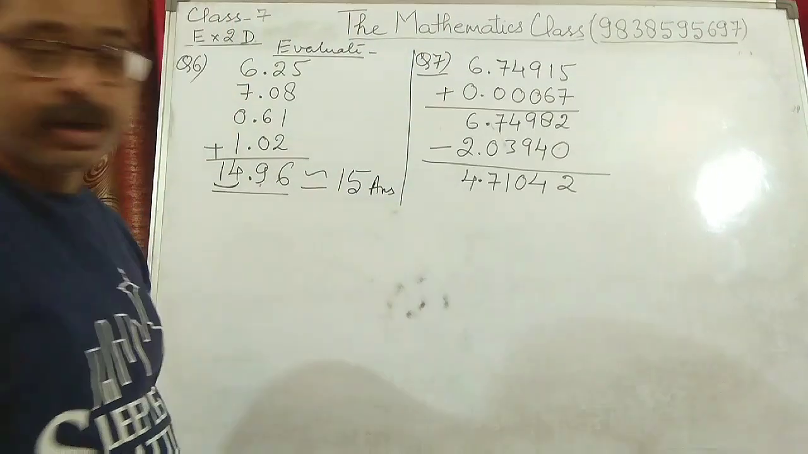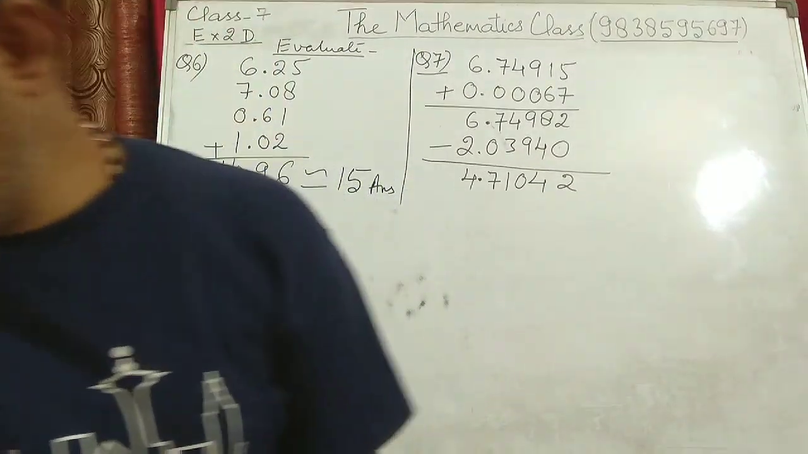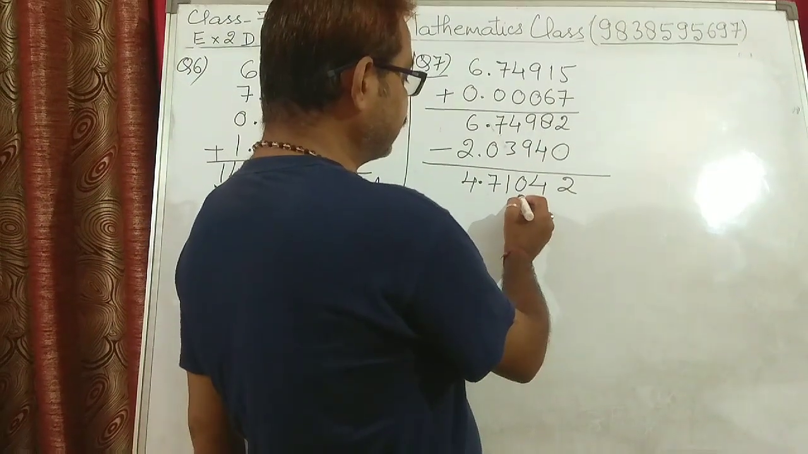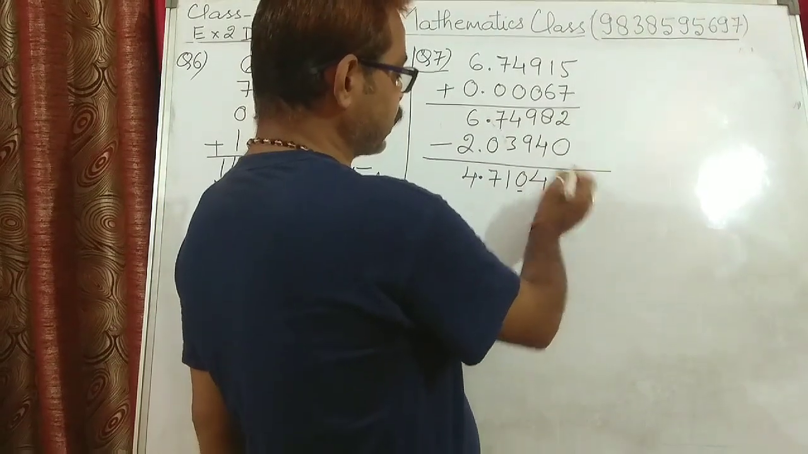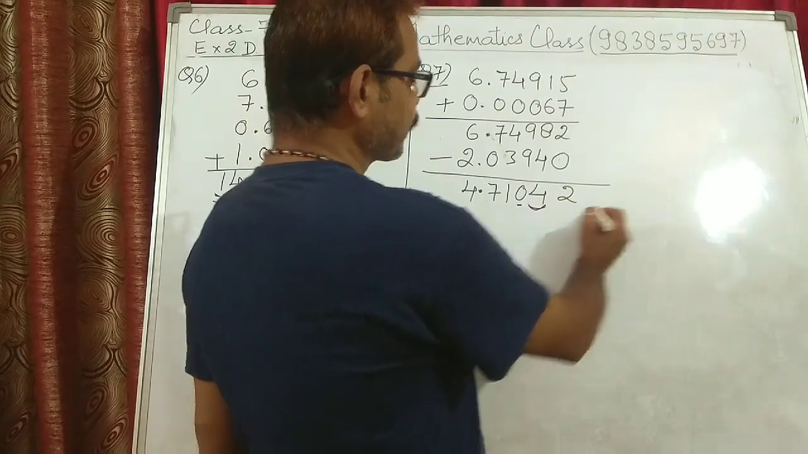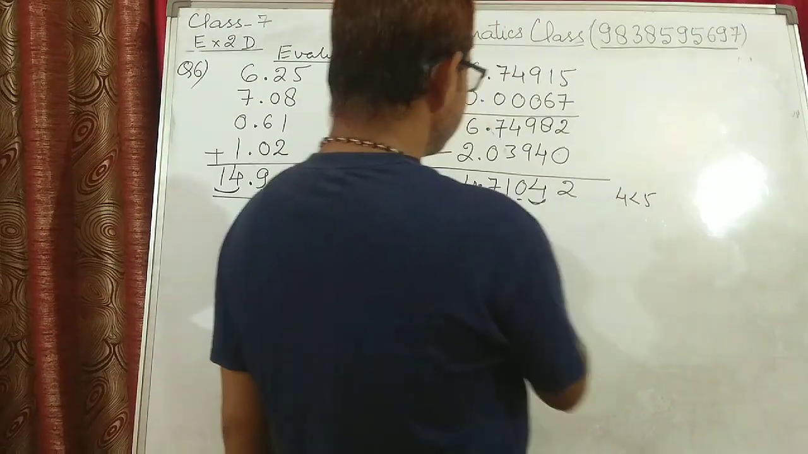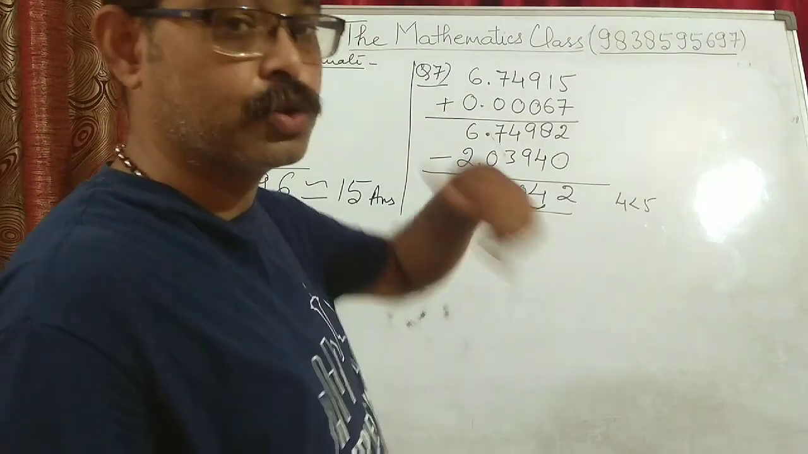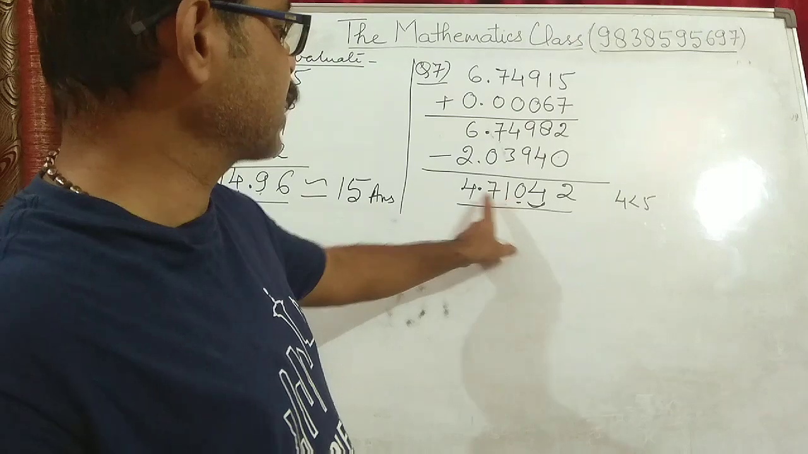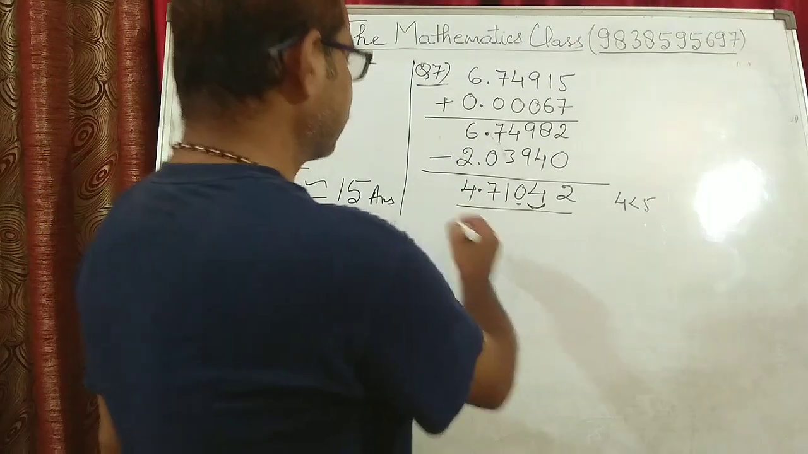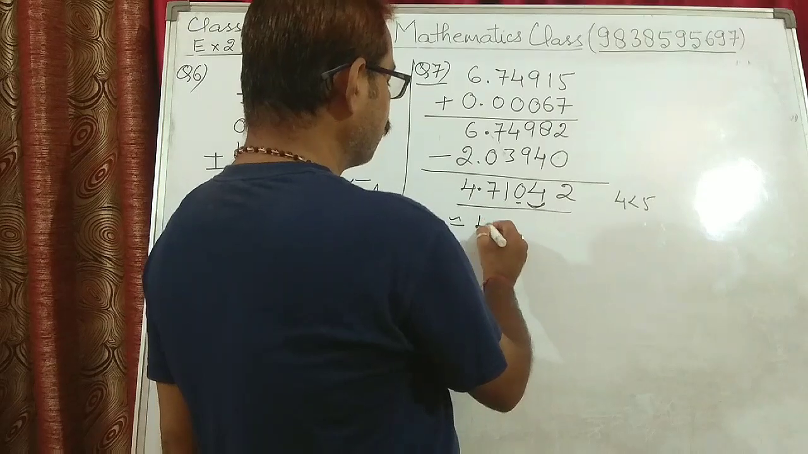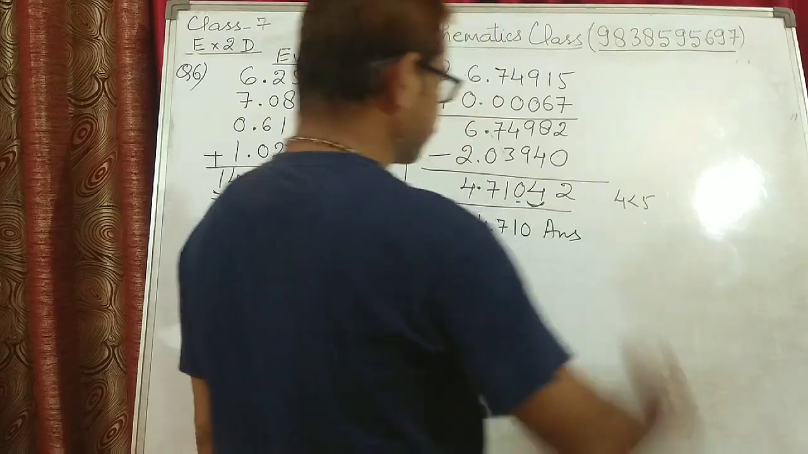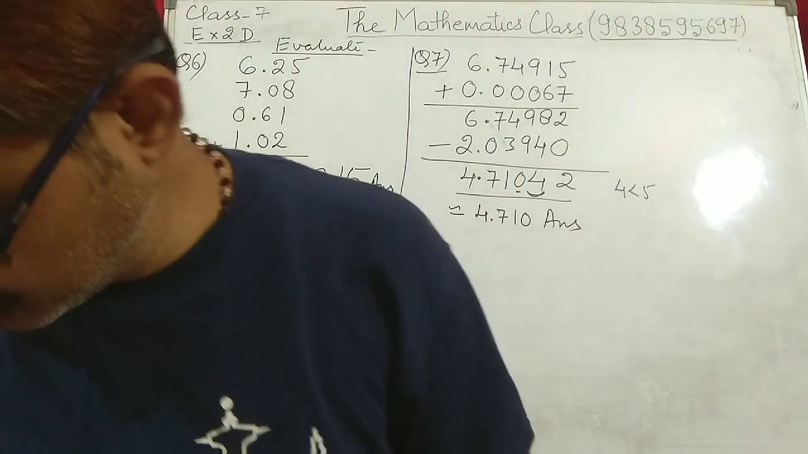This is the value, but we have to write it correct up to 3 places of decimal. So 1, 2, 3. This is the third place. It means we will concentrate on the next place. Next is 4. Since 4 is less than 5, this number will remain as it is, this 0 will not convert to 1. If here it would have been 5, this would have been 4.711. But now it will be 4.710. It will not change. So that is the final value.